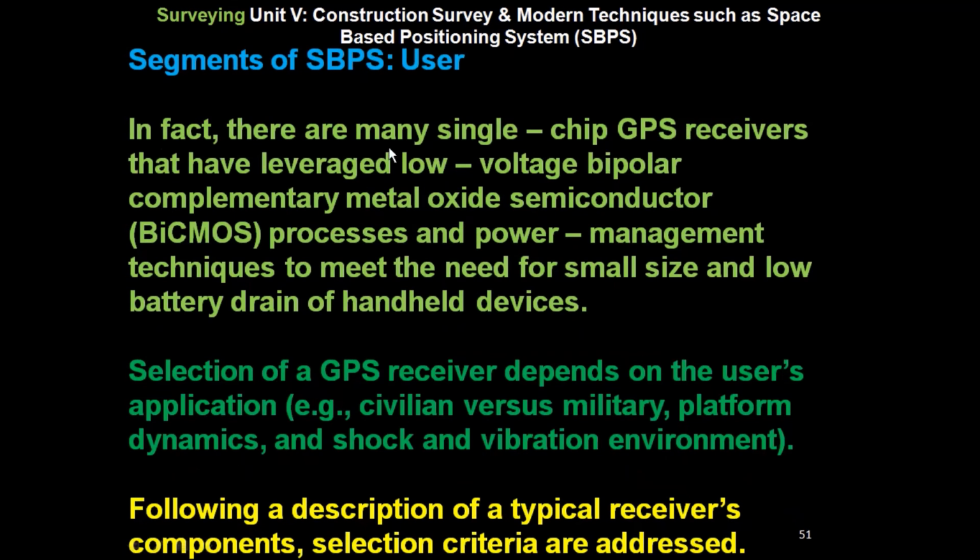In fact, there are many single-chip GPS receivers that have leveraged low-voltage bipolar complementary metal oxide semiconductor, BiCMOS, processors and power management techniques to meet the need for small size and low battery drain of handheld devices. Selection of a GPS receiver depends on the user's application, for example civilian versus military, platform dynamics and shock and vibration environment. Following a description of a typical receiver's components, selection criteria are addressed.